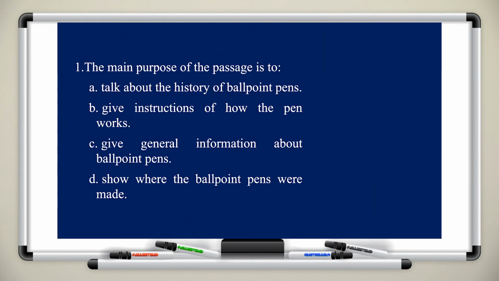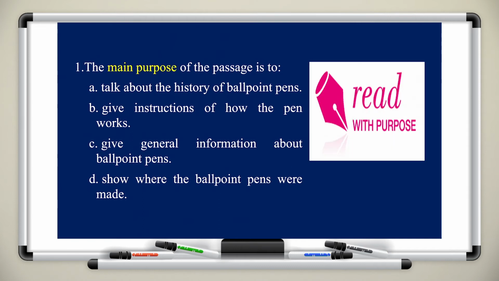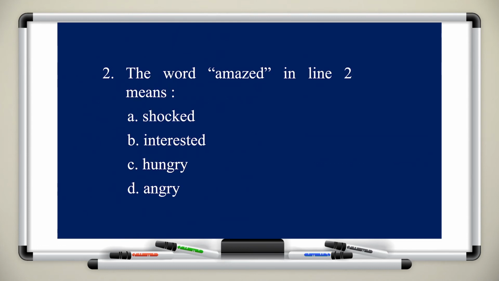We have the following. The main purpose of the passage is to what? Is it to talk about the history of ballpoint pens, or to give instructions of how the pen works, or C, give general information about ballpoint pens, or maybe show where the ballpoints were made? So we want to talk about the main idea. Okay, the main purpose. It's of course to give information. That's the correct answer. To give general information about the ballpoint pens. Correct. Good job. Let's go to question number 2.